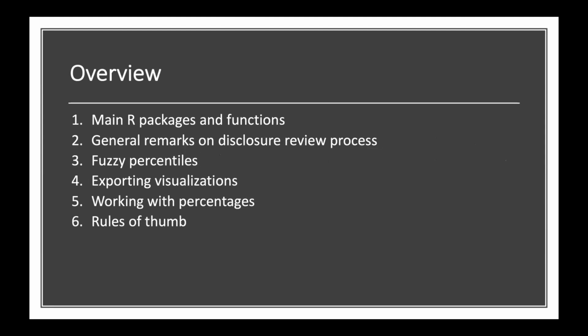So just as an overview for this presentation, we'll cover 6 main topics. First, what are the main R packages and functions that are used in this notebook? 2, just some general remarks on the disclosure review process. 3, creating fuzzy percentiles. 4, exporting visualizations. 5, working with percentages. And 6, finally, just some general rules of thumb when it comes to exporting.